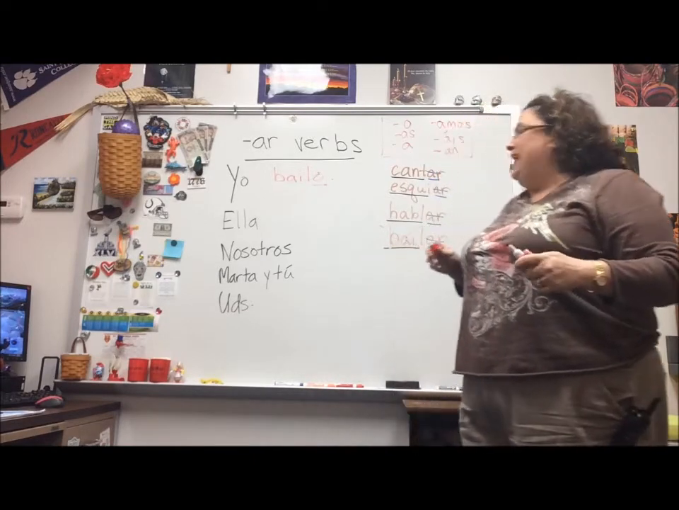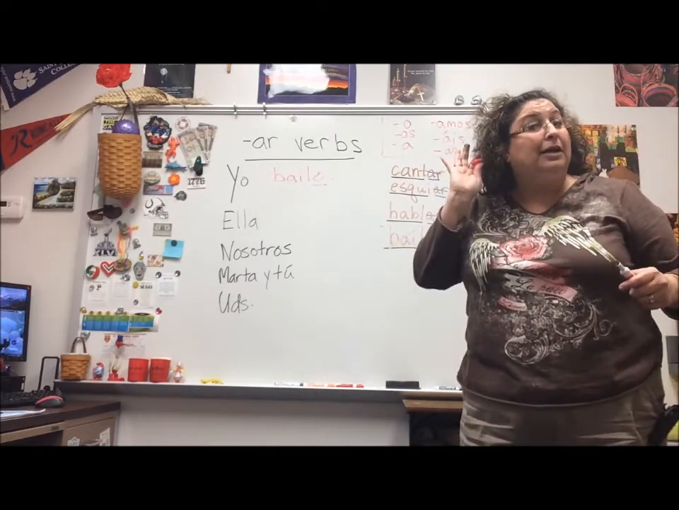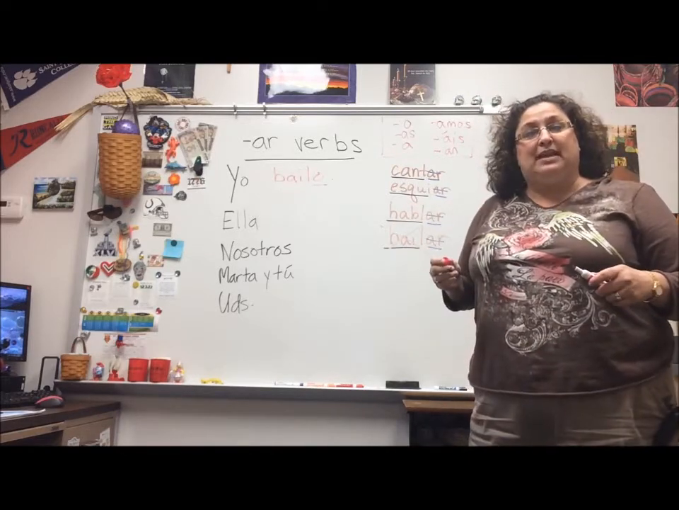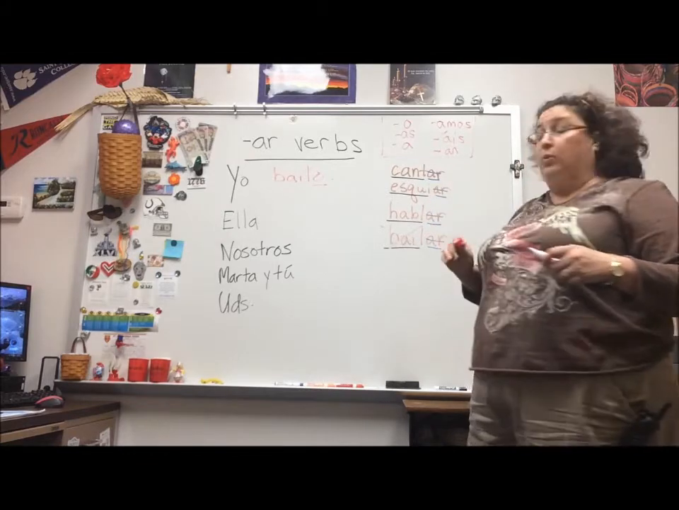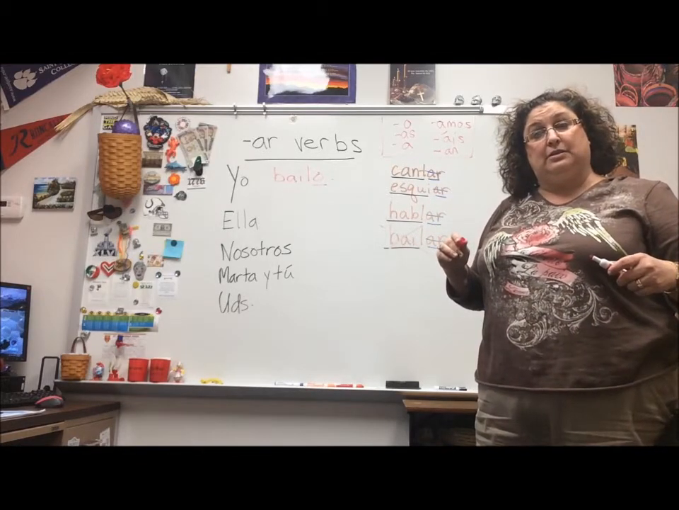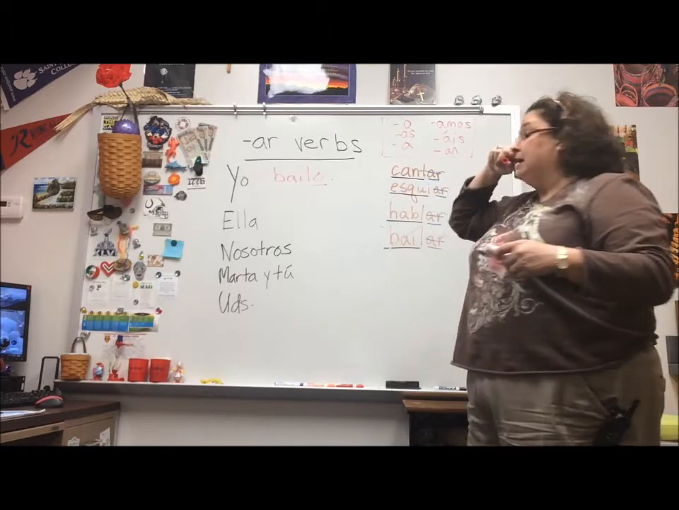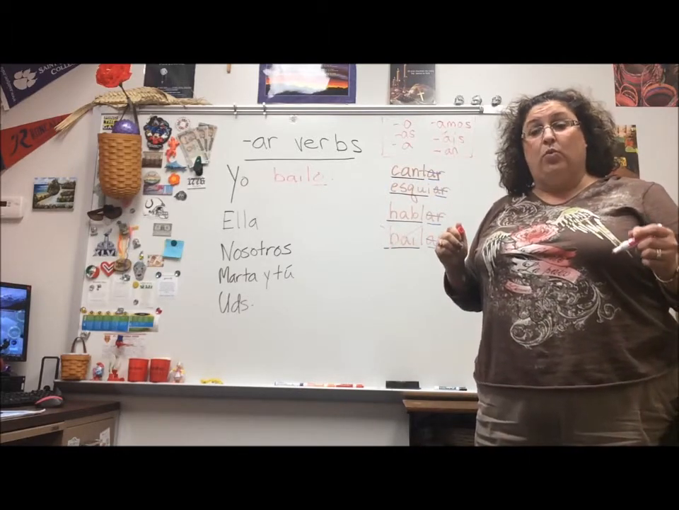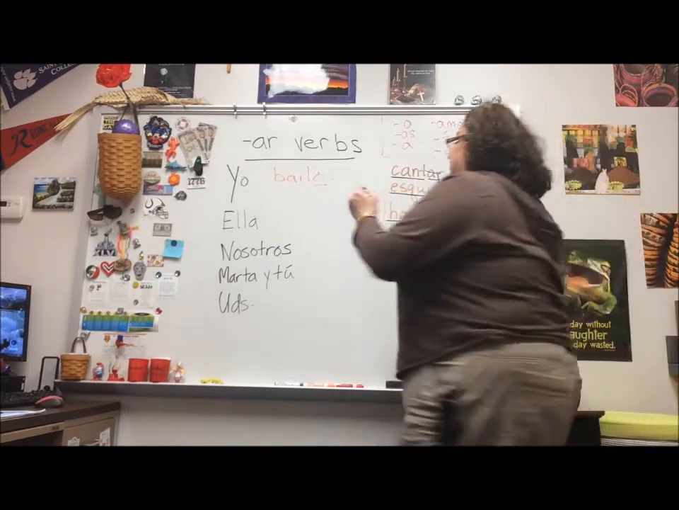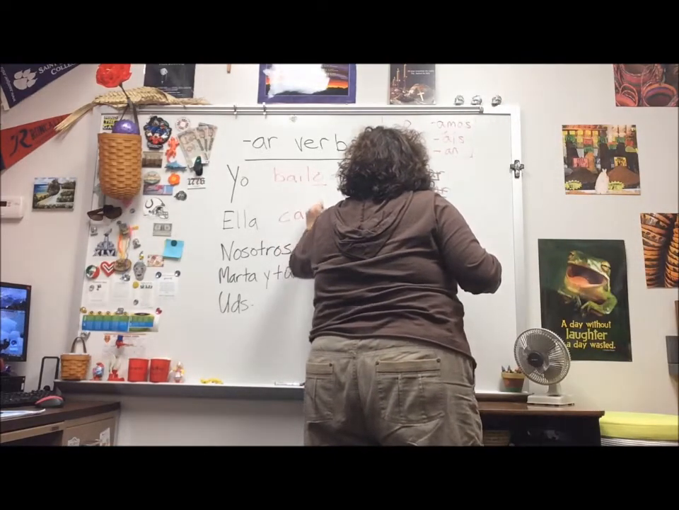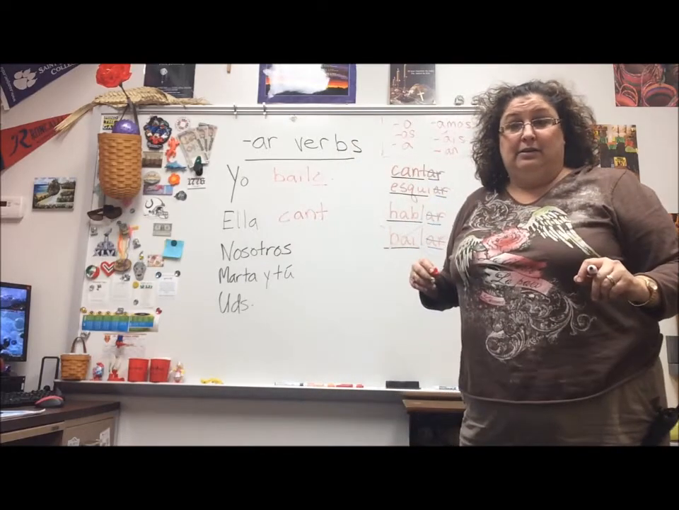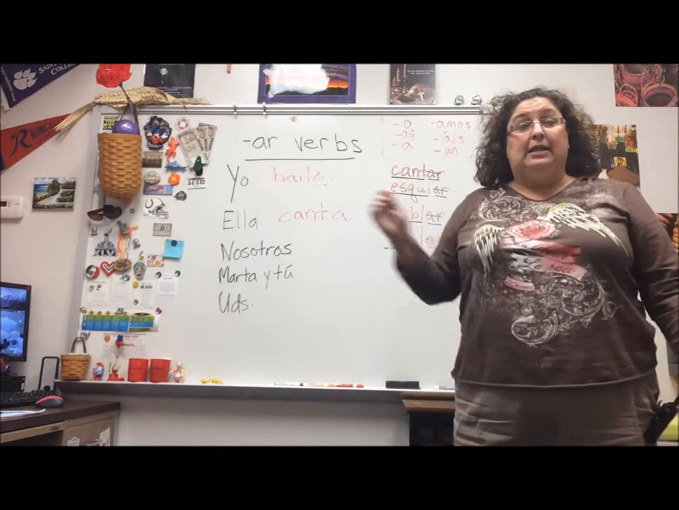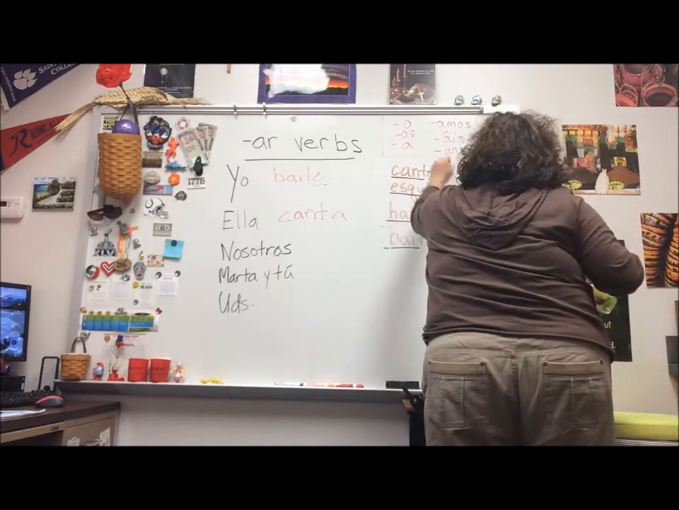Let's go on to ella, which means she. Okay, we want to say she sings. So which verb are we going to use to mean she sings? That's right. Cantar. So we're going to say ella, and what is our ending? We're going to start with cant. What's our ending? Good. Canta. Muy bien, muy bien. All right. We can cross that one out.